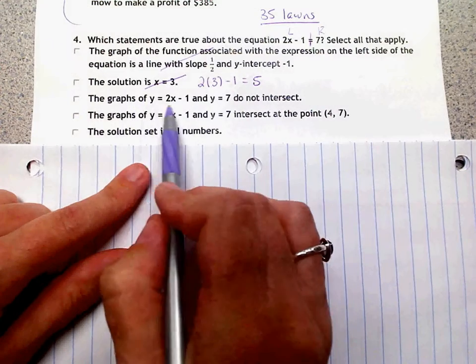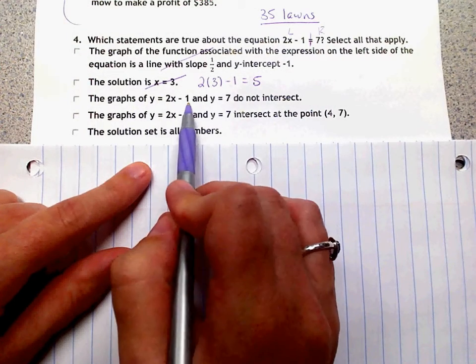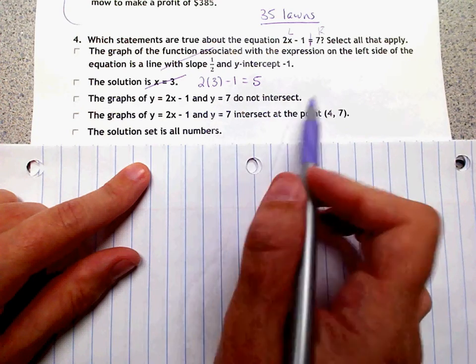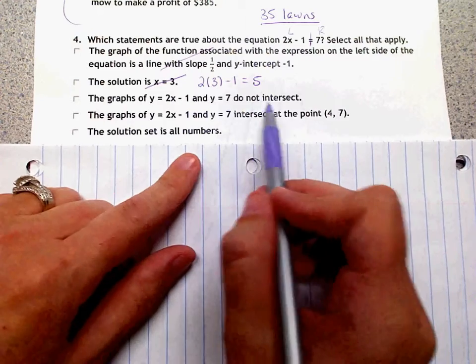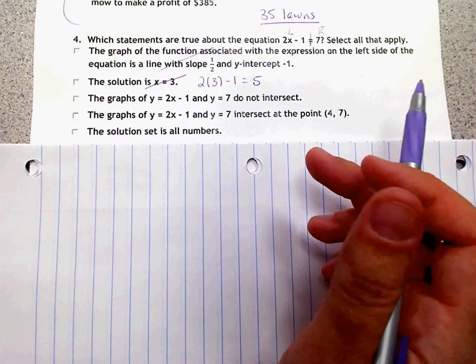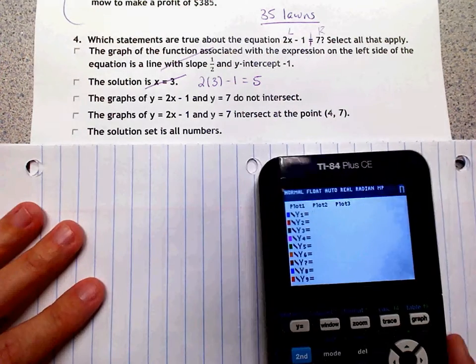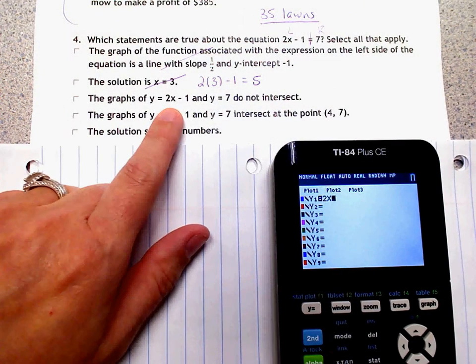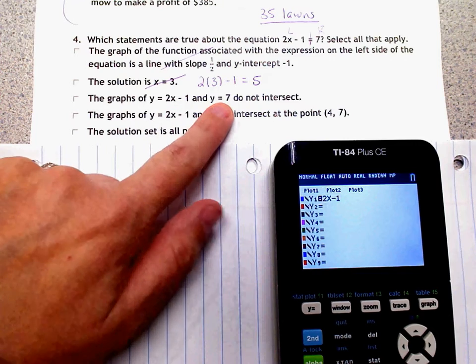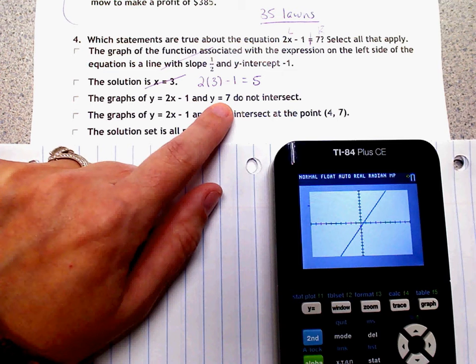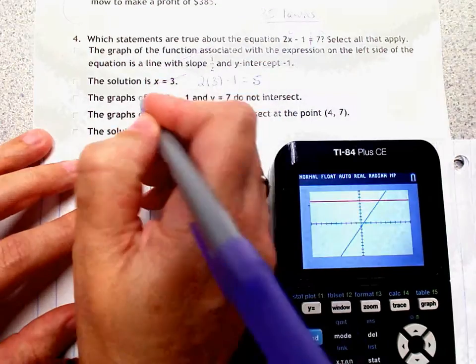Alright, then it says the graph of y equals 2x minus 1, which is the left side, and y equals 7, which is your right side, do not intersect. The only time they're not going to intersect is if they're parallel to each other. So let's plug them in and just make sure that they're not parallel to each other. So in y1, we're going to put 2x minus 1, and then in y2, we're going to put 7. And when we graph those, we'll be able to tell if they're parallel. And obviously these are not parallel because they do intersect, so we can cross that one out.